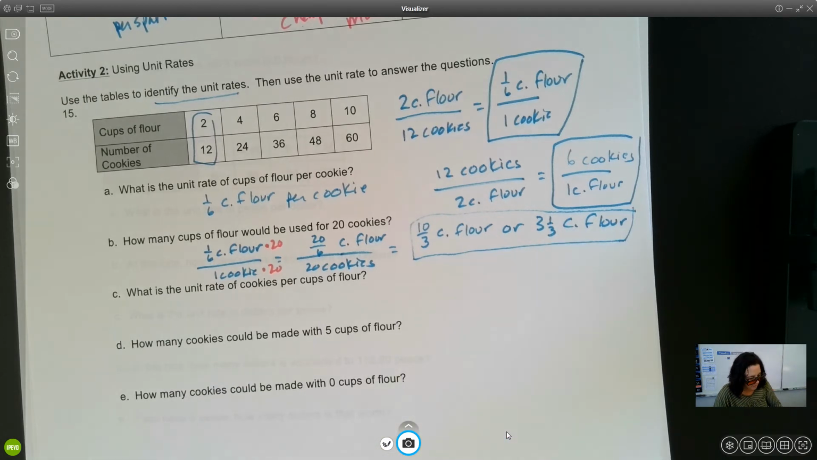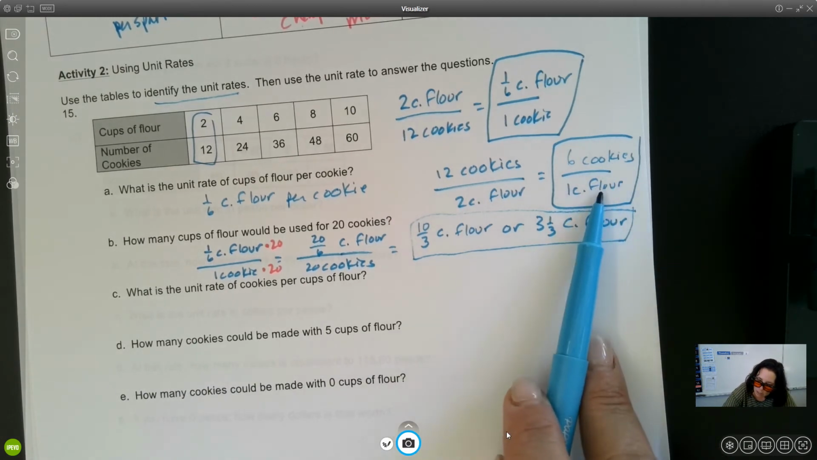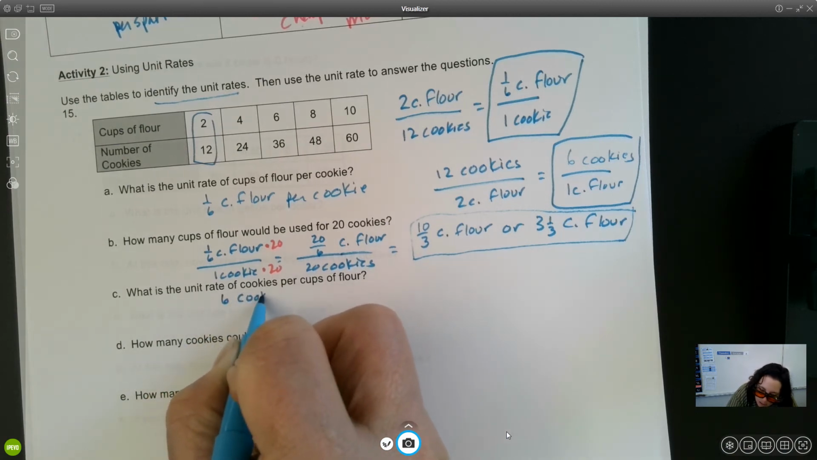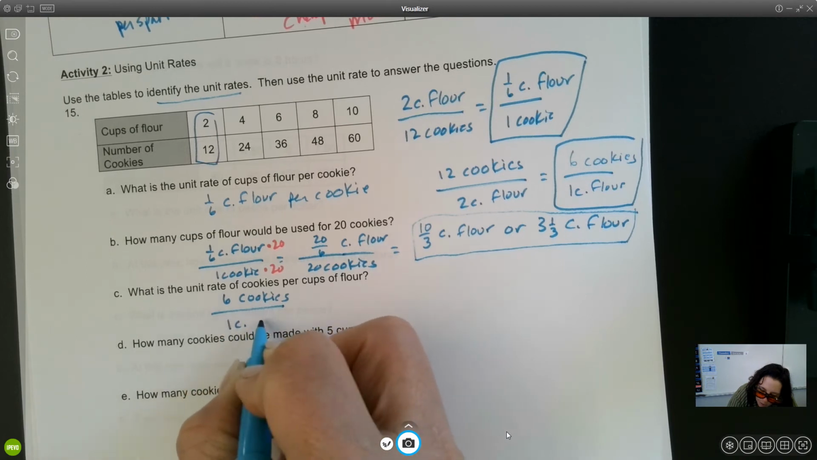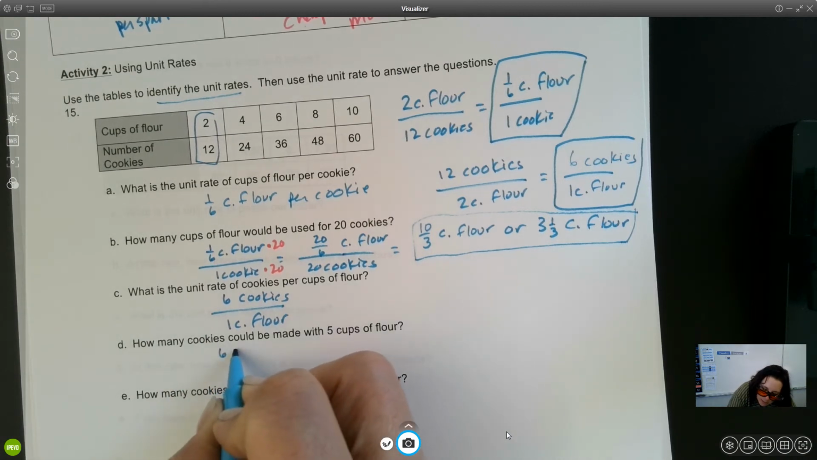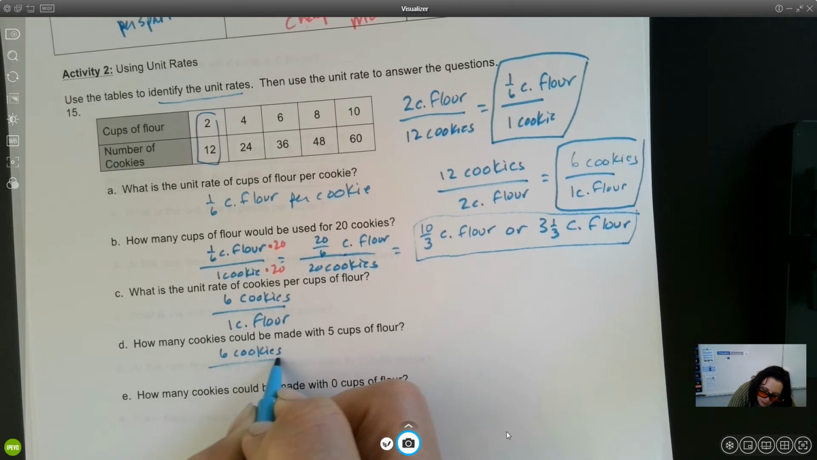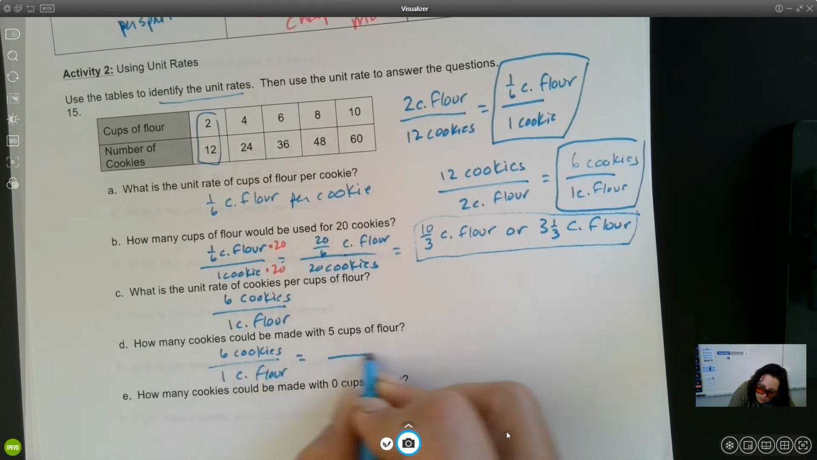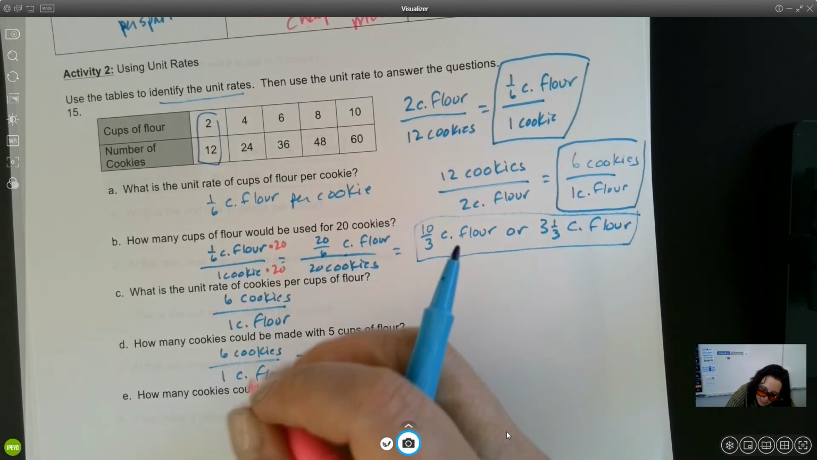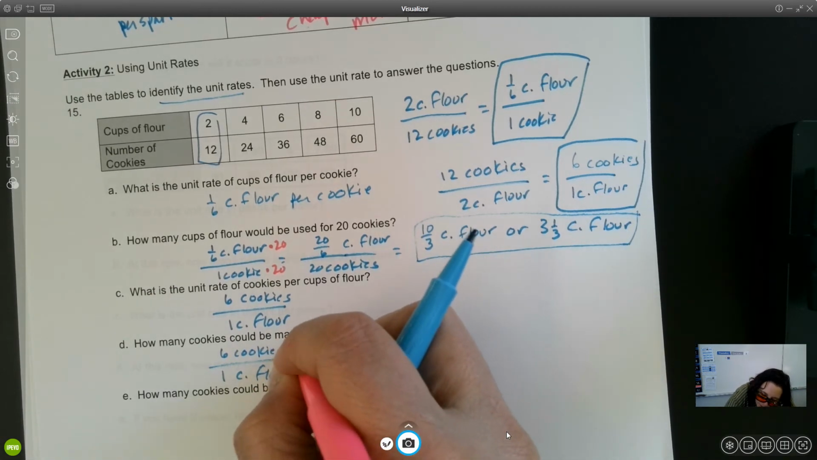All right, what is the unit rate of cookies per cups of flour? Cookies per cups of flour right here. If I write small enough, I can write it as a fraction. 6 cookies for 1 cup flour. How many cookies could be made with 5 cups of flour? So let's write down our unit rate. And we need to get 5 cups flour, which means we're multiplying this by 5 and this by 5.